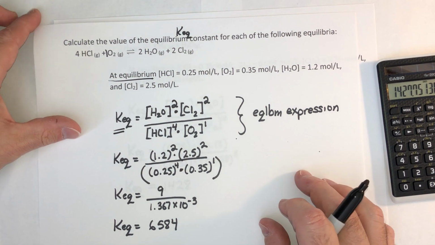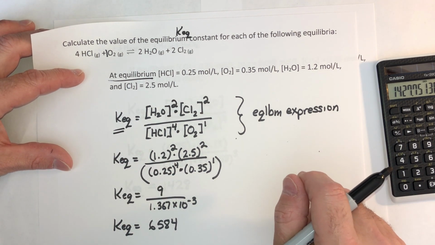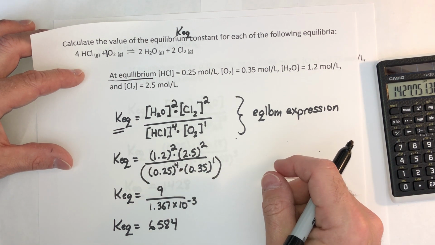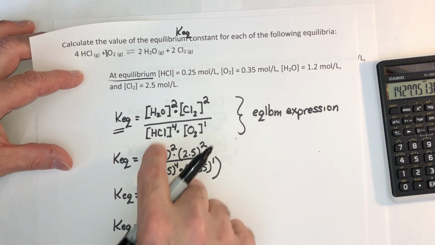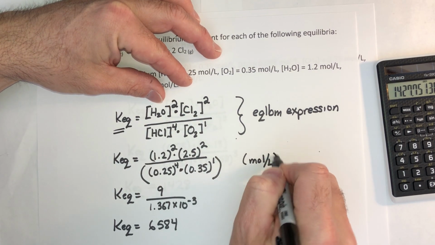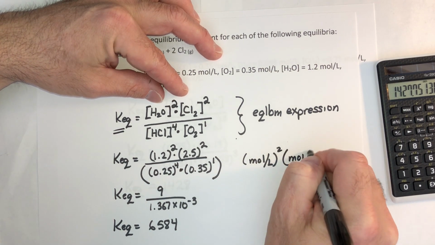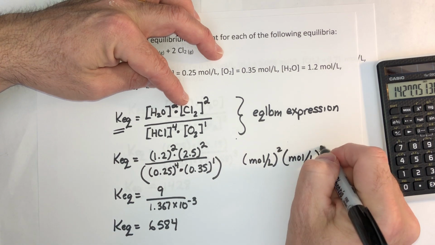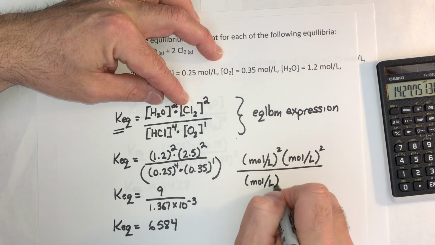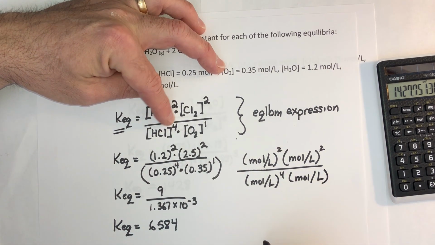Now, the other thing that we should probably note here is that equilibrium constants generally don't have units. And the reason for that is that they would all have different units. Right, for this one here, if I talk units, I've got moles per liter for the H2O, which would be squared. I've got moles per liter for the Cl2, which would be squared, over moles per liter to the power of 4 times moles per liter.